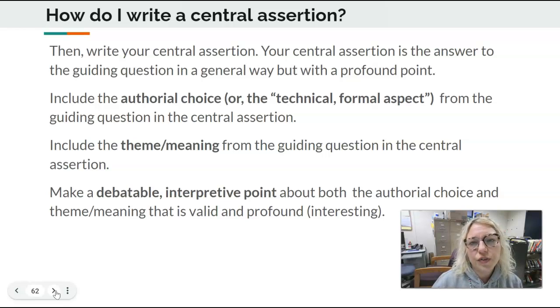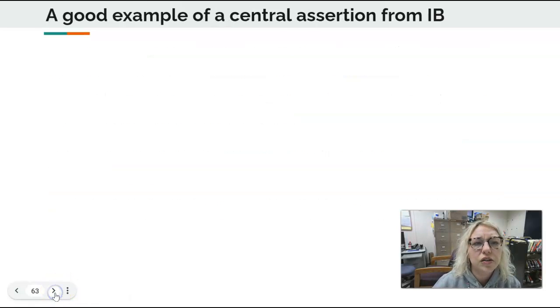That's the hard part, is figuring out, okay, well, what is it really going to say? I know I need to take part of the guiding question. I know I need to talk about authorial choices. I know I need to say something profound, but what is it that is profound about this text? That's the question. Well, let's go at it by looking at some examples.